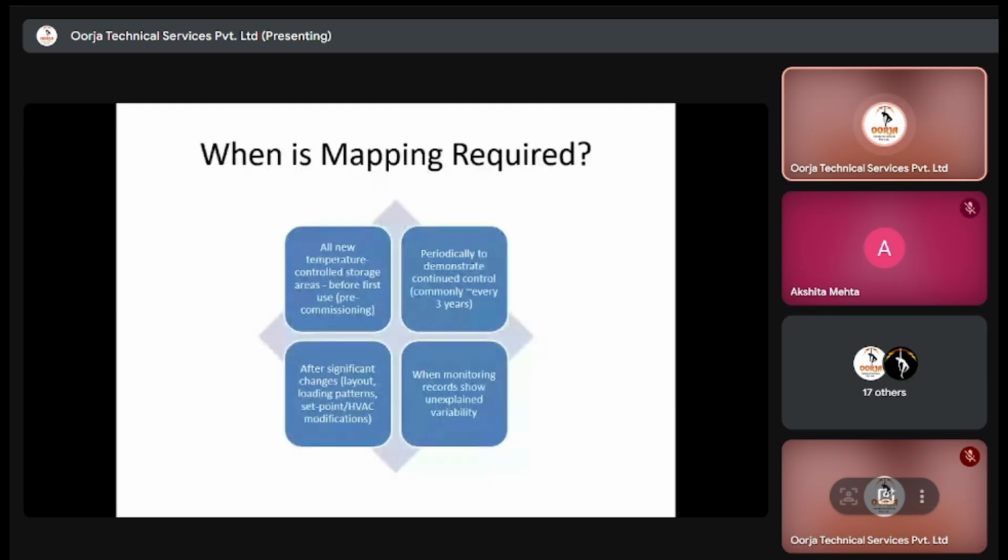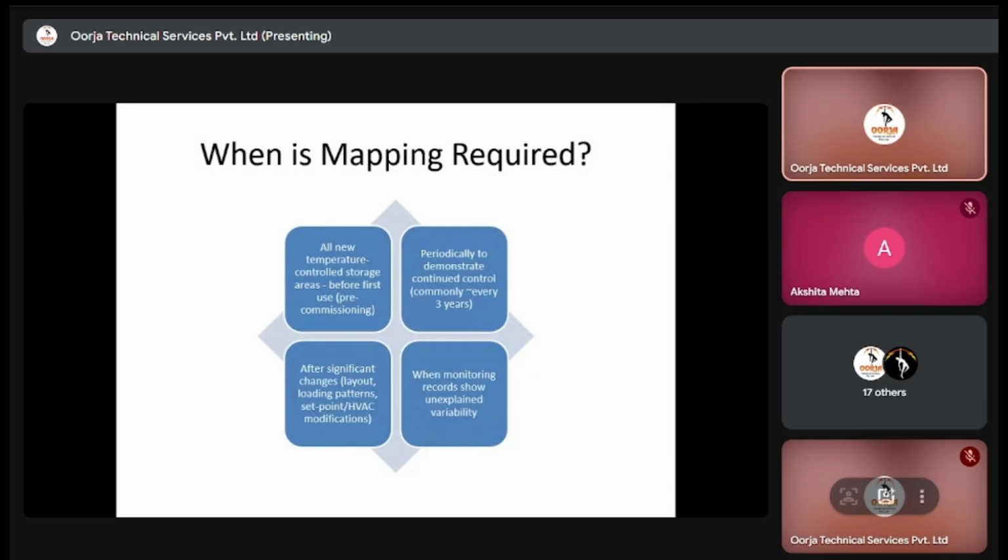So in such cases we require temperature mapping, and it is essential because all these examples are covered under changes in the facility. So after every change in the facility, we require temperature mapping, because the earlier mapping was as per the previous physical construction of the area.